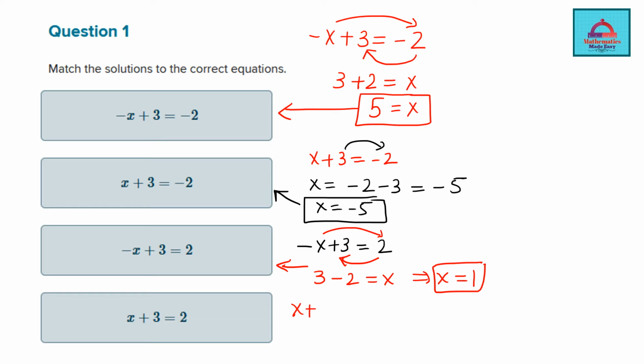Now x plus 3 is equal to 2 is very easy. 3 will move on the other side. So x is equal to 2 minus 3, sign is changed and it is minus 1. So x equal to minus 1 is the solution of this last equation. That's how you solve question 1 and match the correct answer.